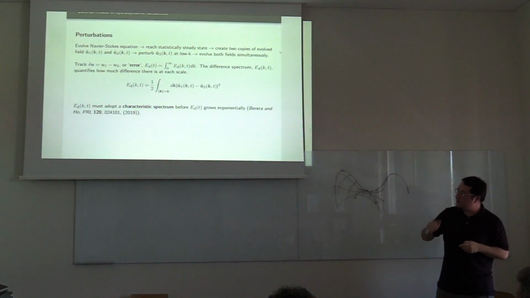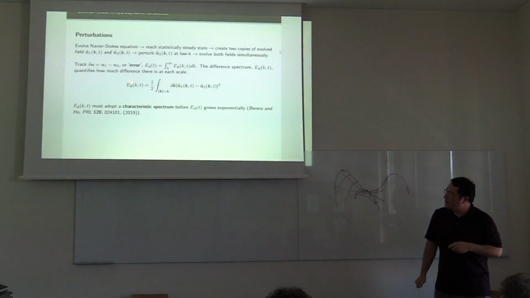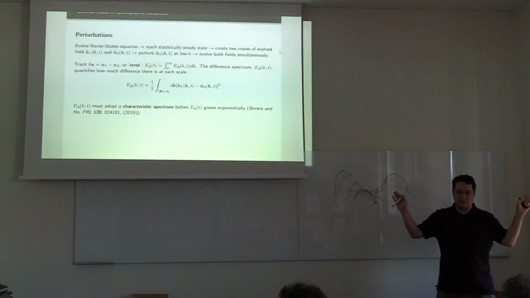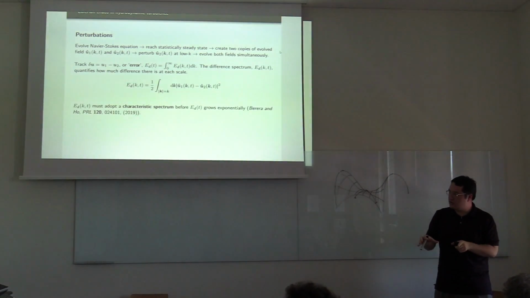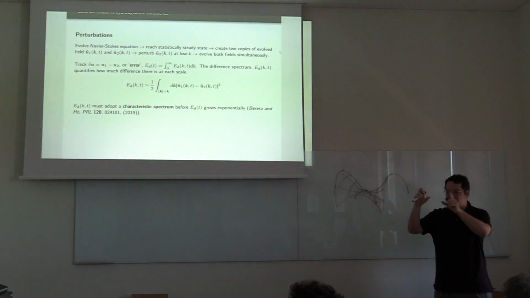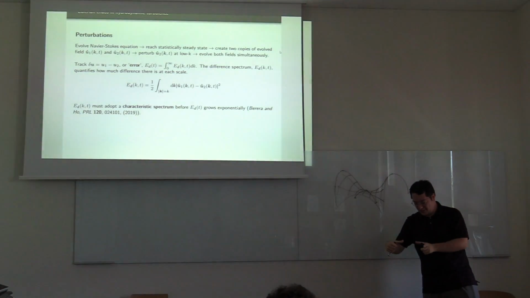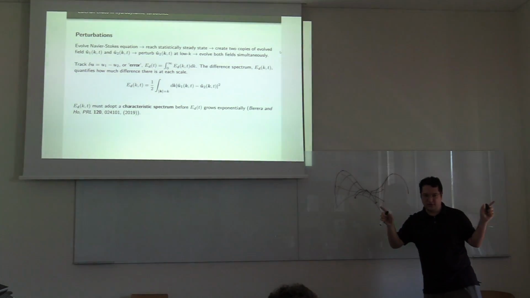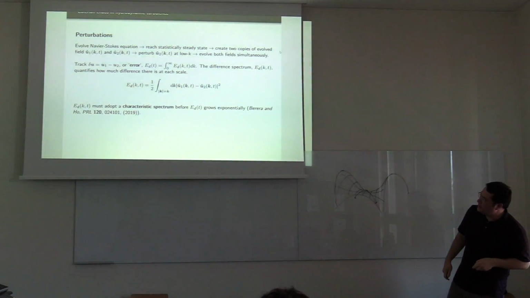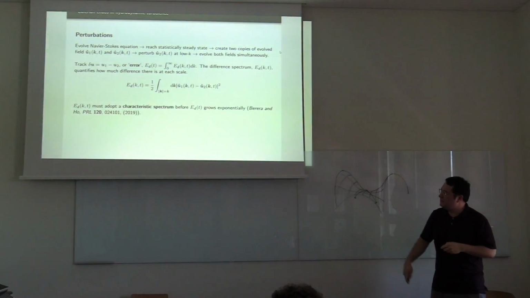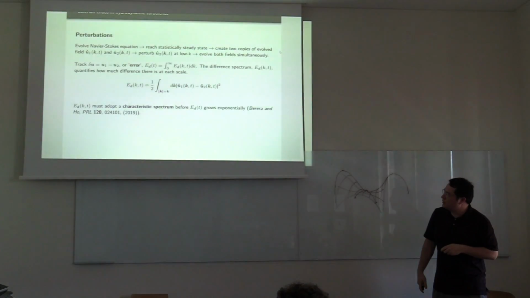The error allows us to find the difference spectrum, which quantifies at what scale the difference between the 2 fields is located. If our difference spectrum is dominated at low k, then the difference between the 2 fields is only in the very largest structures, and the small structures are identical. Alternatively, if the error spectrum is very large at high k, then only the smallest scales are different, and the large scale structures are essentially the same. What we find is that the error spectrum must adopt a certain characteristic spectrum, which I'll describe in the future, before the total error, which is the sum of all the errors, grows exponentially.